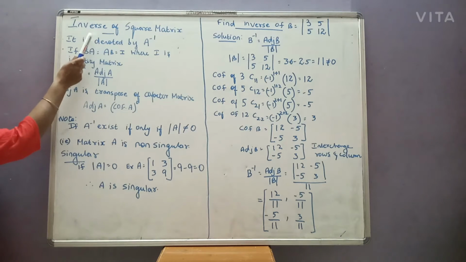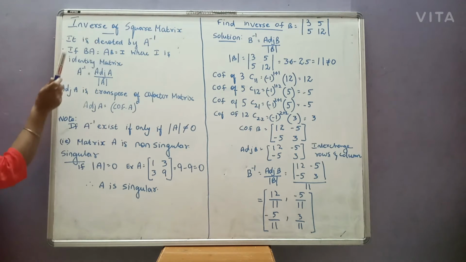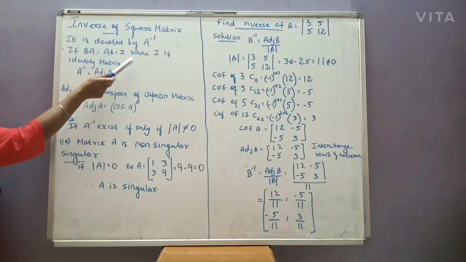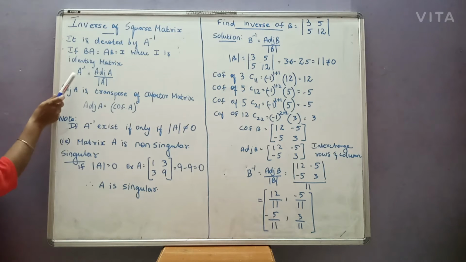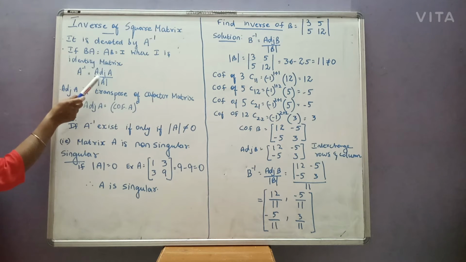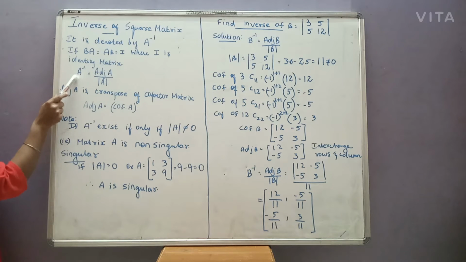Here we can see inverse of a square matrix. That is, the inverse satisfies AB equal to BA, which is I, where I is the identity matrix. A inverse, the formula is adjoint A by mod A. It is denoted by A inverse.